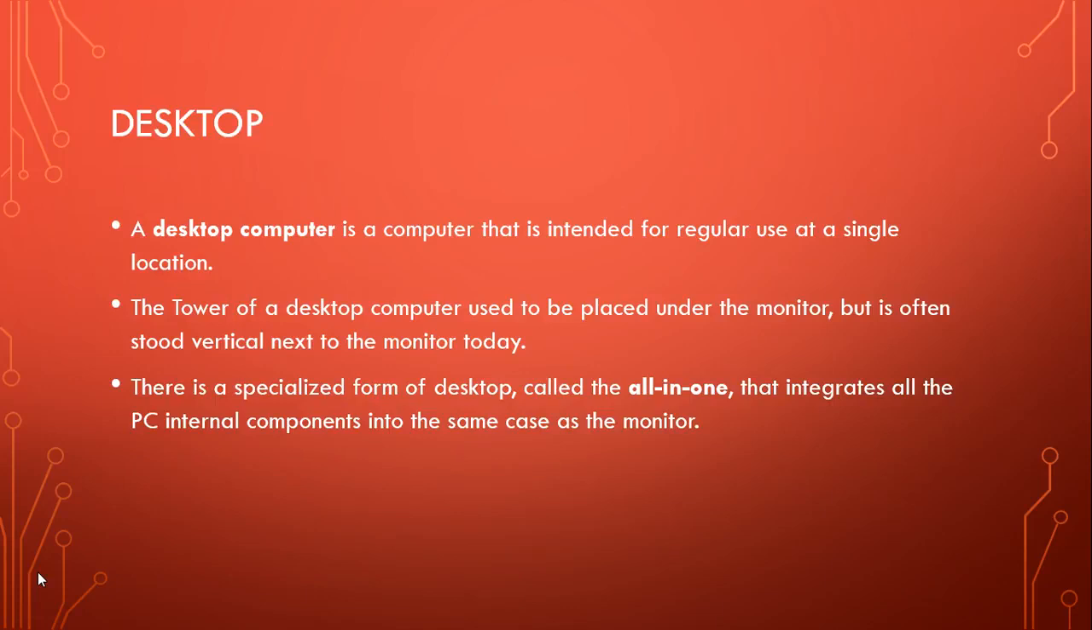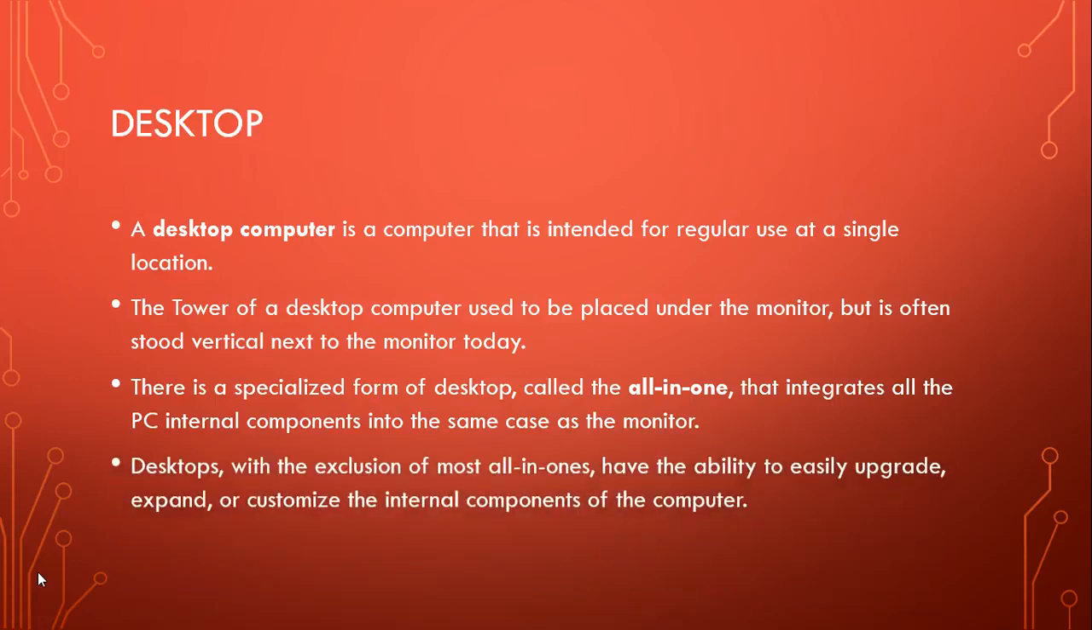And there is a specialized form of desktop called all-in-one that integrates all the PC internal components in the same case as the monitor. You don't see as many of those simply because it takes away one of the biggest strengths of desktops, which is having the ability to easily upgrade, expand, or customize the internal components of the computer. And that's one of the biggest selling points for desktops, is the customizability, the ability to easily go in and add more slots to stuff. And when you go to an all-in-one, it's a lot harder to do that.